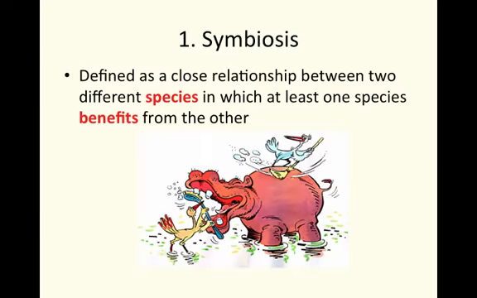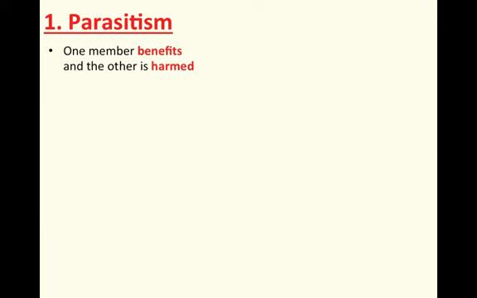So the first type of biotic interaction we're going to look at is symbiosis. Now this means living together. So this is defined as a close relationship between two different species in which at least one of those species must benefit from that relationship. So there are three types of symbiosis that we're going to take a look at. The first one is called parasitism. So this is where one member benefits and the other is harmed.